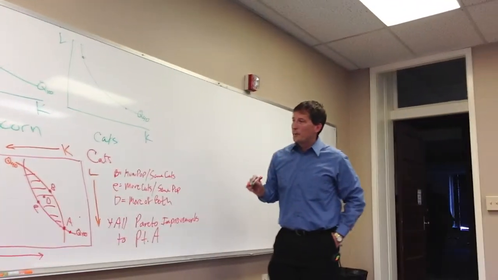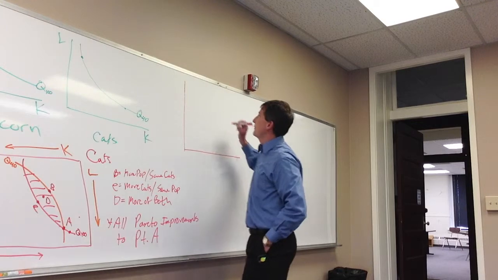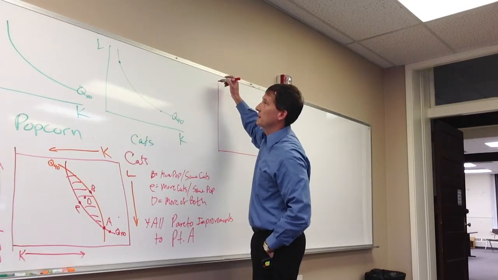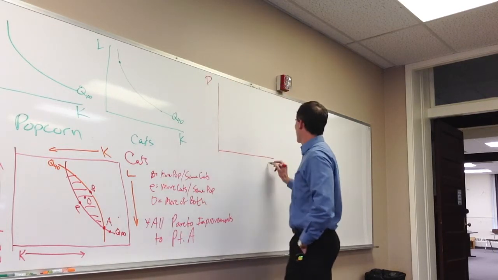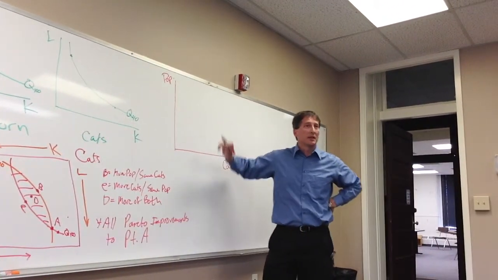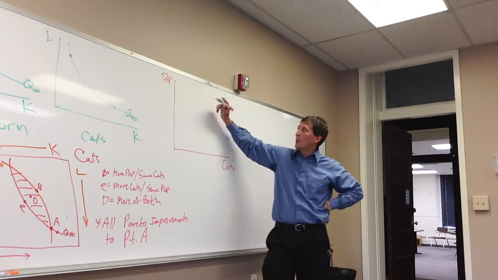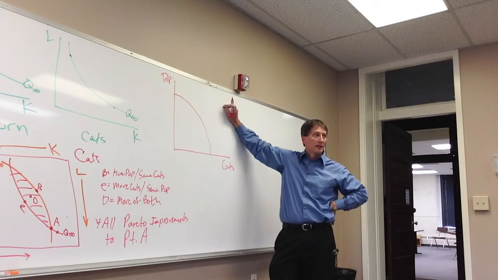All right, so how does this fit into the good old-fashioned production possibilities frontier, where now we measure popcorn and cats? The production possibilities frontier shows the maximum combination of two goods the economy can produce given its available resources and technology. So, where is point A on this graph?